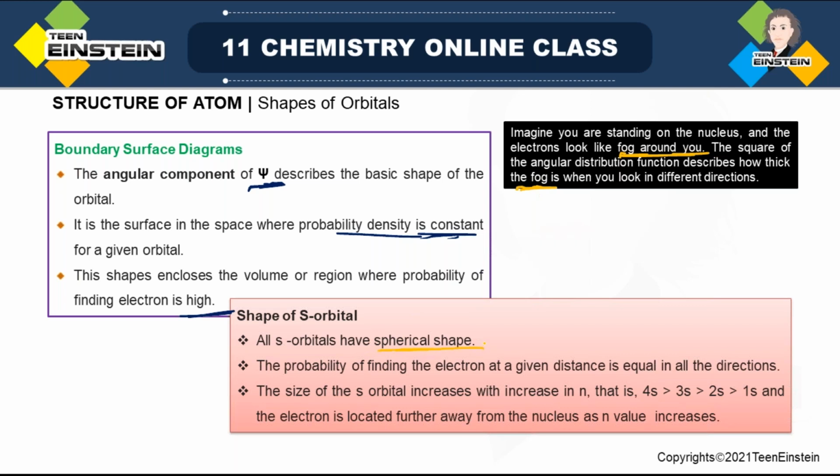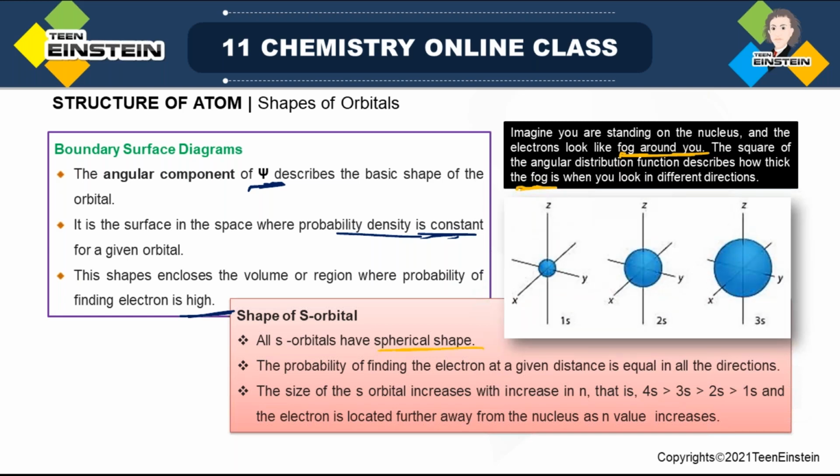That means what? For s orbital, just imagine you are standing on the nucleus and you look around in all directions. As it is spherical in shape, the fog will be thick everywhere. So that is why it is spherical. It is not that in any particular direction the fog is thick. Wherever you are looking, you will always see a thick fog of electrons. So that is why it has a spherical shape. So the probability of finding the electron at a given distance is equal in all directions. That is why it is spherical in shape.